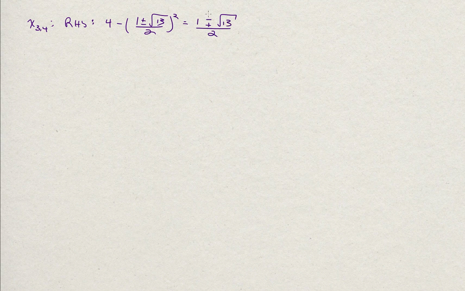Let's do the same thing for x3 and x4. So again, our right-hand side, 4 minus 1 plus or minus square root of 13 over 2 squared. And that is the same as, from a bunch of simplification, that becomes 1 minus or plus square root of 13 over 2. Again, that minus, the top symbol there, comes from plugging in x3, and the plus comes from plugging in x4. The left-hand side, again, involves denesting radicals.